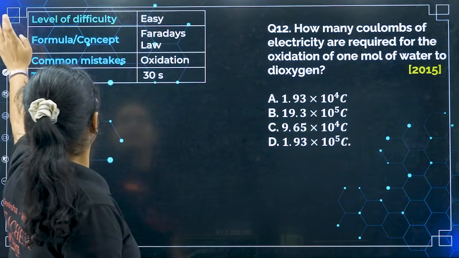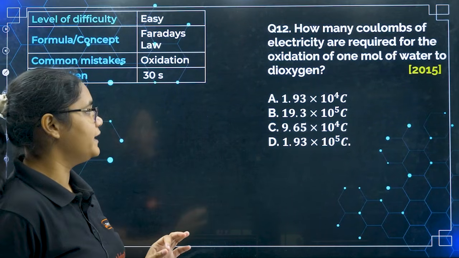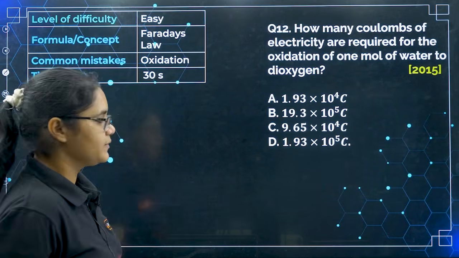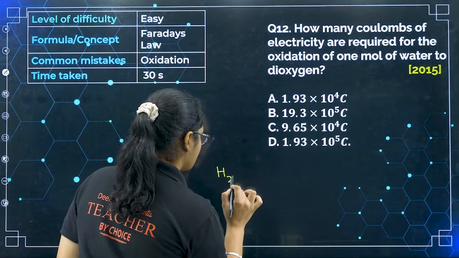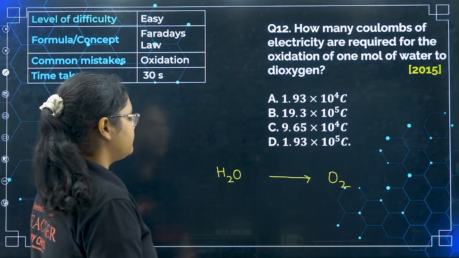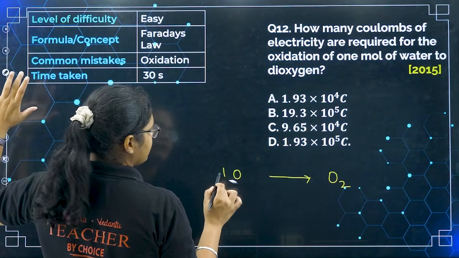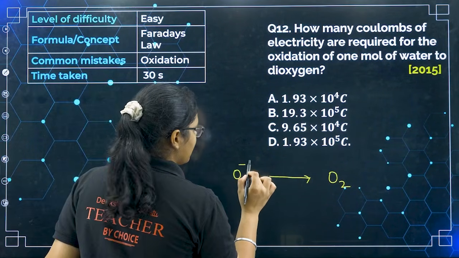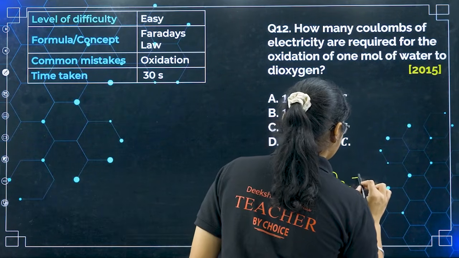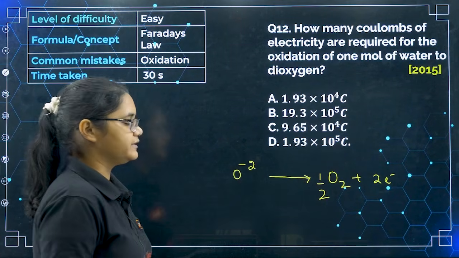Okay. Next, moving to question number 12. How many coulombs of electricity are required for the oxidation of 1 mole of water to dioxygen? For 1 mole of water to dioxygen. Okay. So if you see here, what is the oxidation state of oxygen here? We'll forget about hydrogen. It is minus 2. Okay. So O2 minus will release 2 electrons to give you half O2. Is it balanced now?